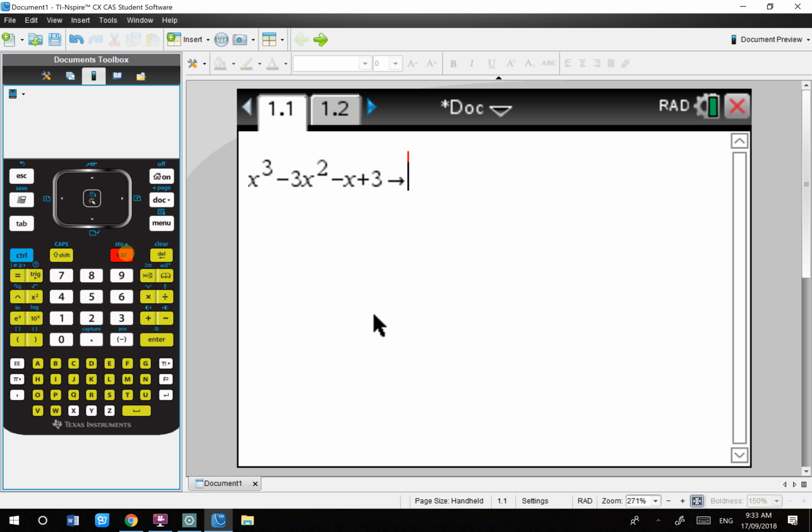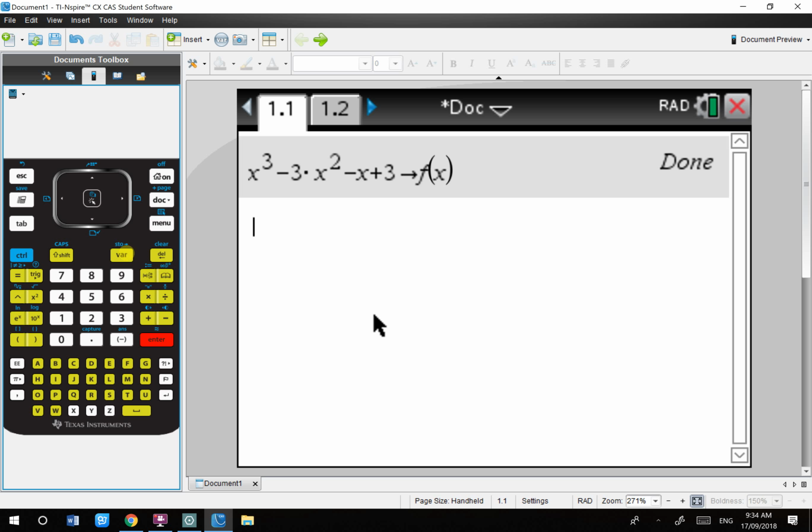You have an arrow here. This arrow means define. Define this as what? The variable is x, so I will define it as f of x. You can say g of x, h of x, anything you like. After you learn the polynomial topic, you should know what f of x is. It's the same as y, but indicates that x is the variable. I'll press enter, and the work is done. Now every time you press f of x, it means that function.